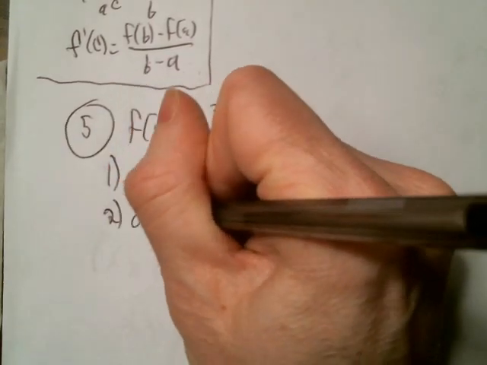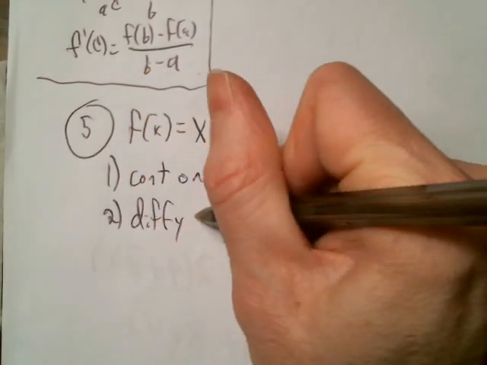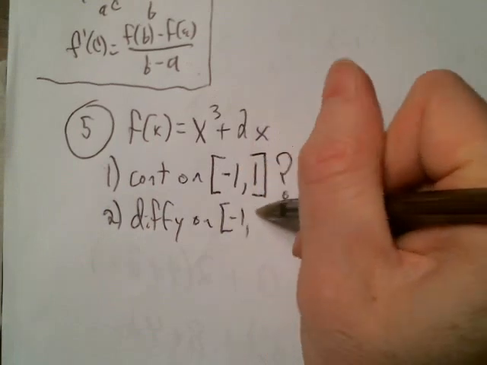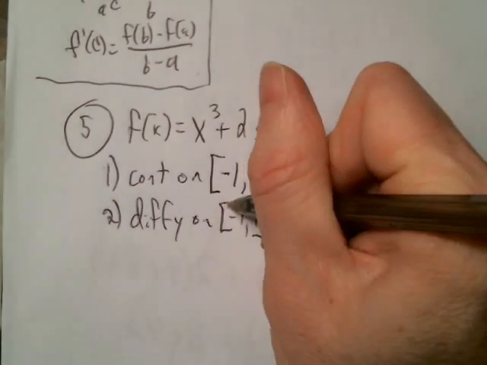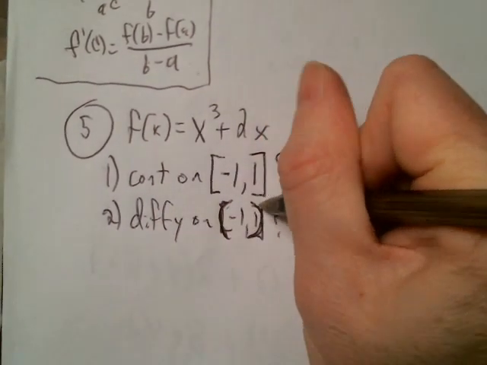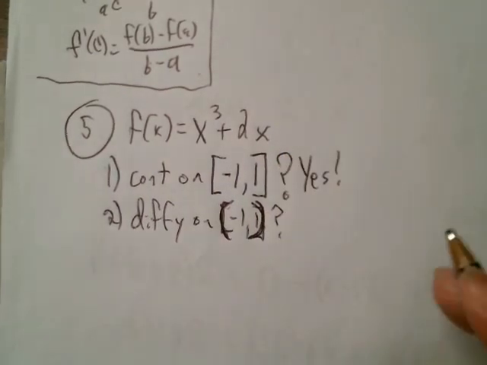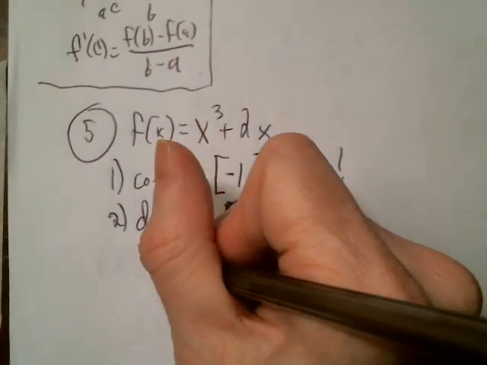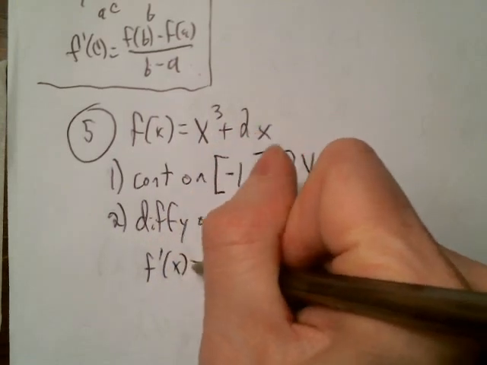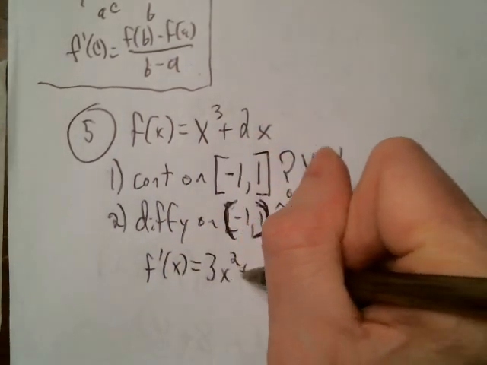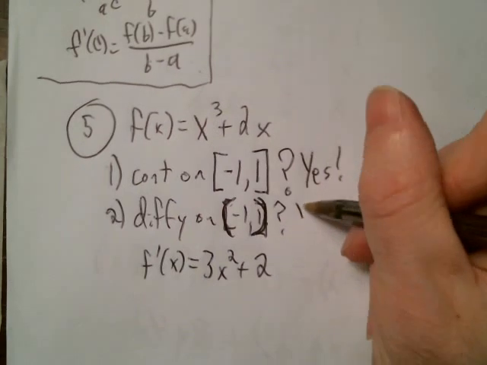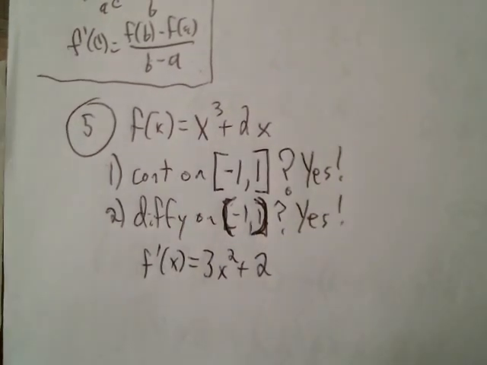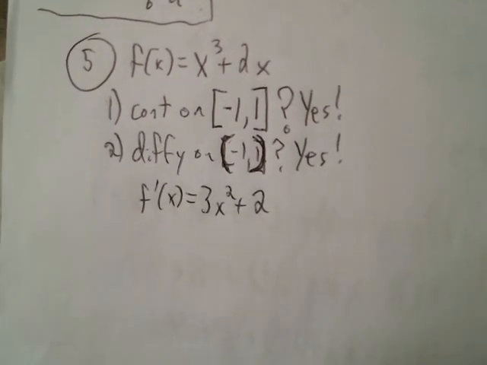Secondly, is it differentiable on that interval? And it should be the open interval this time. Oh my gosh, sorry about that. And yes, again, it is. You could look at the derivative. We'll need it anyway. The derivative is 3x squared plus 2. And I can put any x value in there I want. So that represents the limit of the difference quotient for the derivative, and it works.